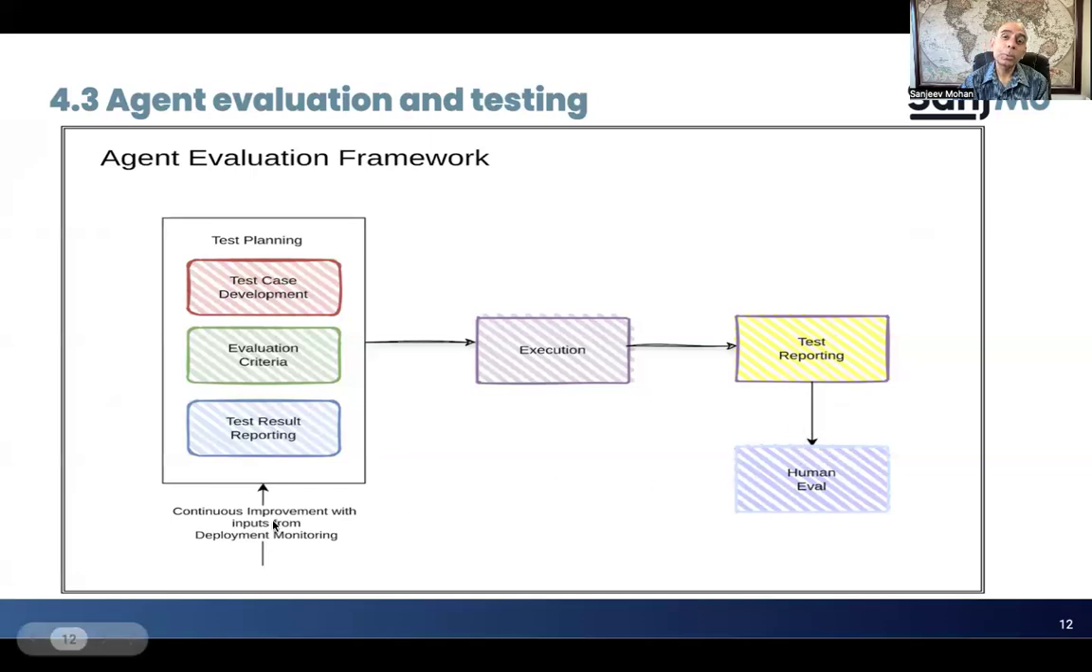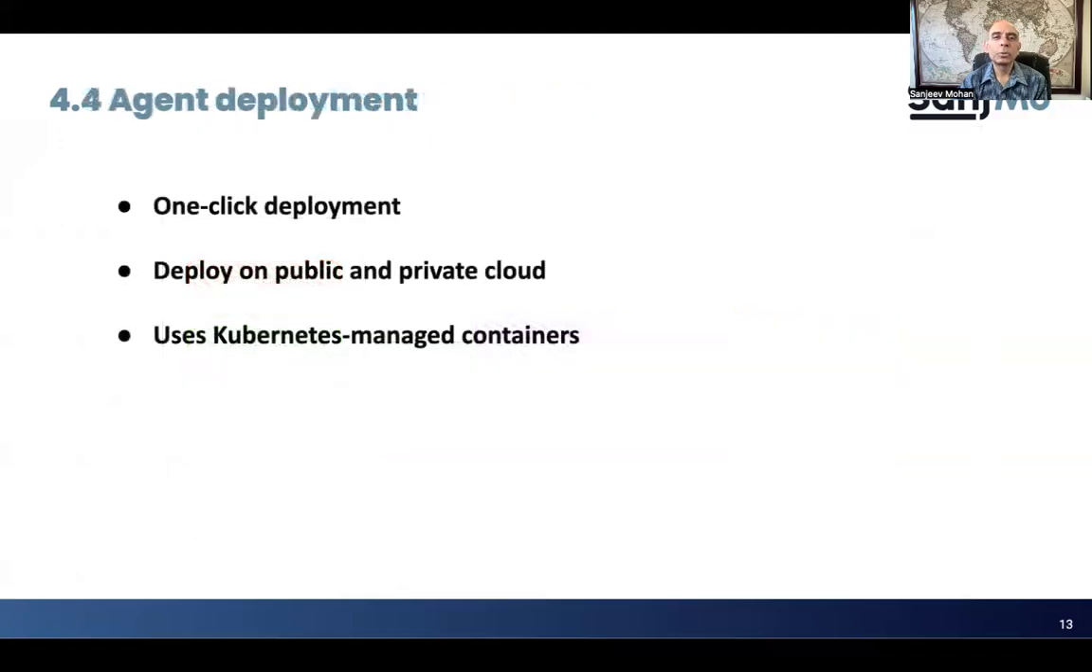After this agent is put into production, you see an arrow coming up here that says continuous improvement with inputs from deployment and monitoring. So this is where we are continuously testing whether this agent is behaving properly or not. So with that, let's go to the last two steps, agent deployment.